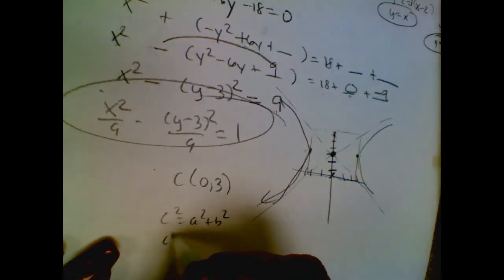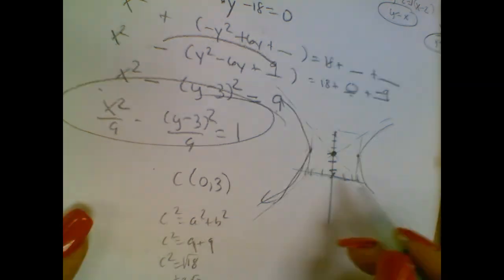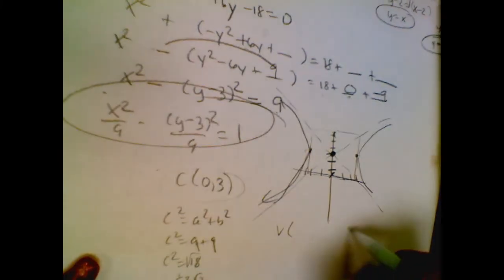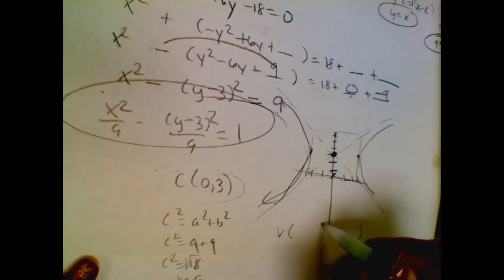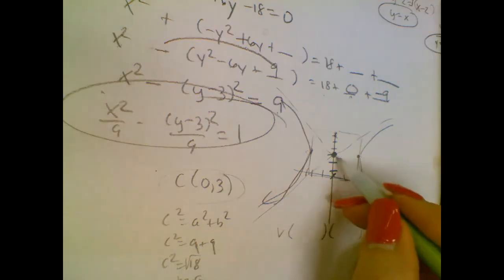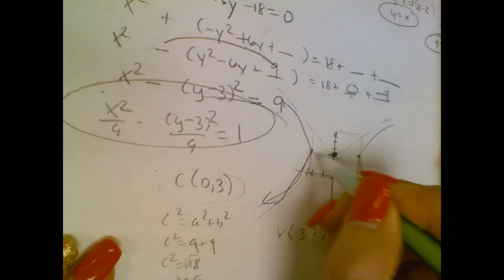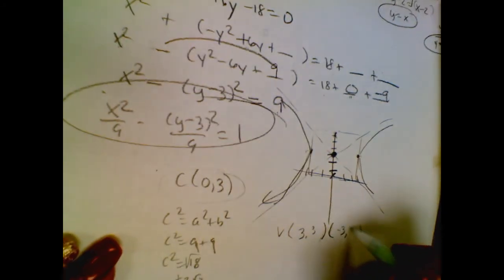And your foci, c squared equals 9 plus 9. C squared equals 18. That's 3 radical 2. So we went to the right and left. Let's see, your center was this. Your vertices, I never said what your vertices were. We started at 0, 3, and we went 3 to the right. So that's 3, 3. And we went 3 to the left, and that's negative 3, 3.